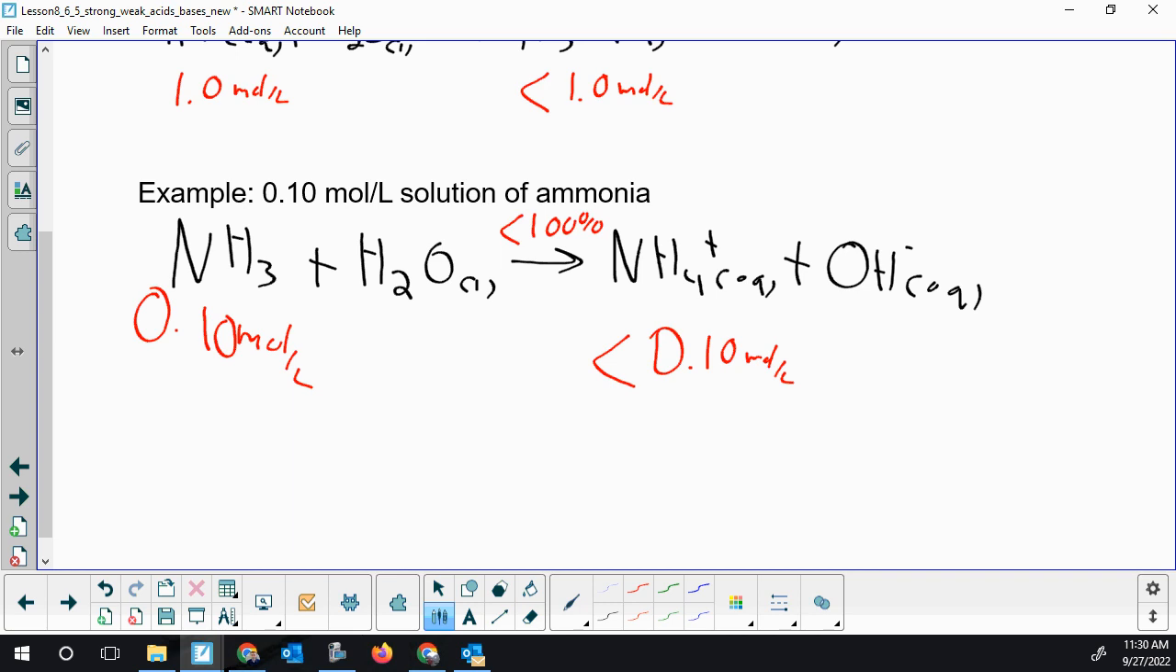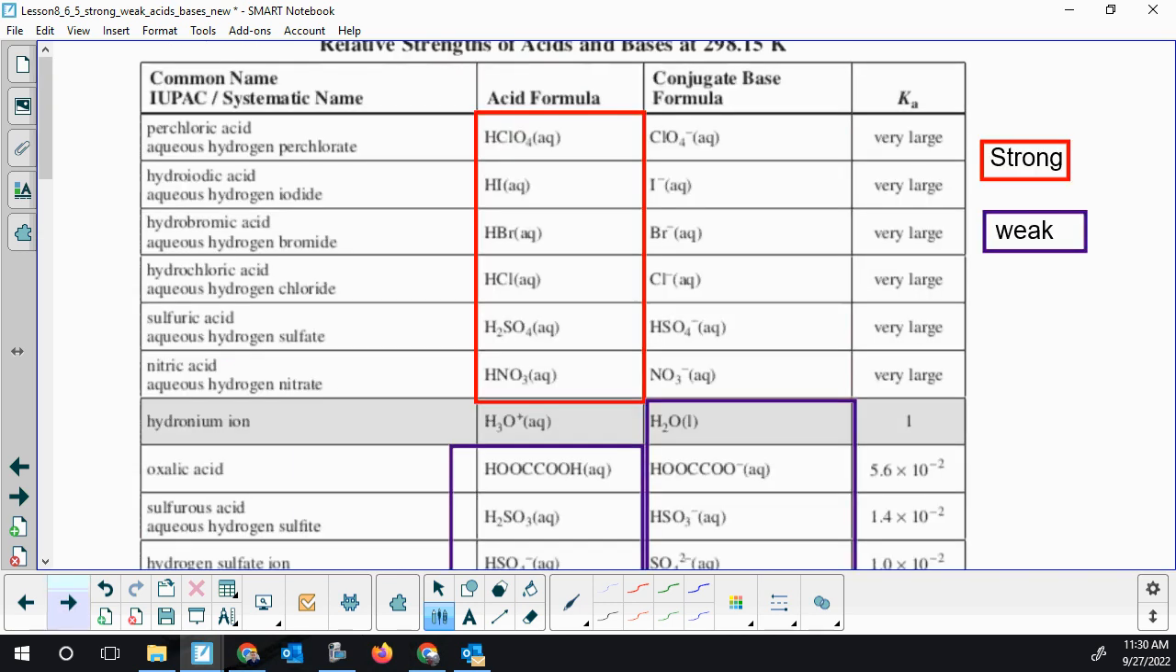So let's take a look at page 8 and 9 of your data table to help guide you in figuring out whether something is weak or strong. So I've taken your table and put some coding in it. I've put red boxes around your strong species. So we'll start at the top. Okay. The acid table has all your strongs at the top above a gray line, okay, above the hydronium ion.